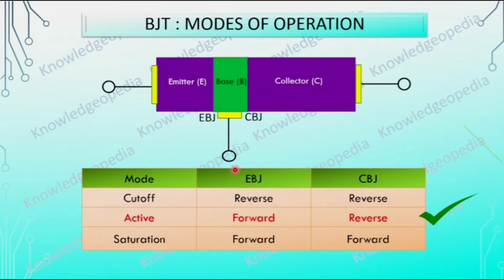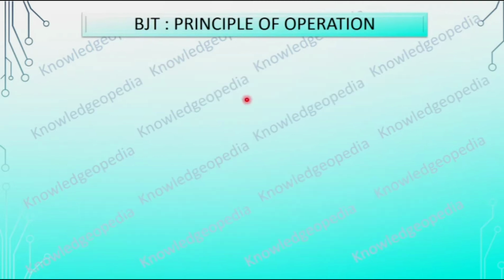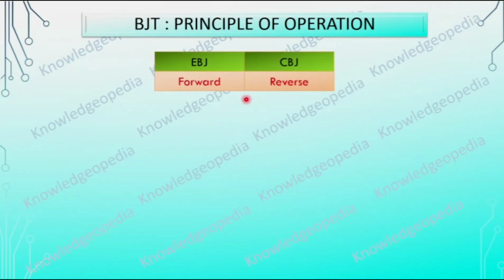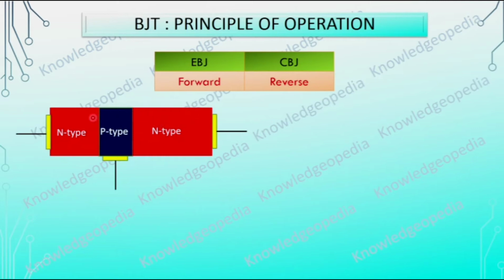That means when this emitter base junction is forward biased and the collector base junction, that means this PN junction over here, is reverse biased. Now coming to the active mode of operation, this emitter base junction is forward biased and collector base junction is reverse biased. Here I have considered the NPN transistor.